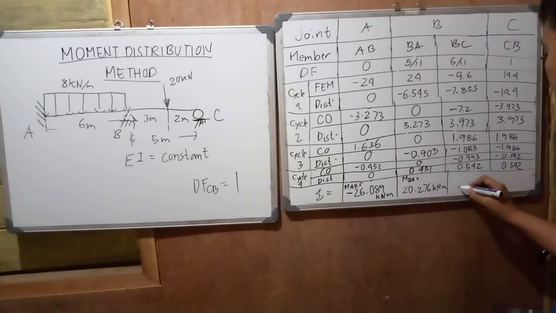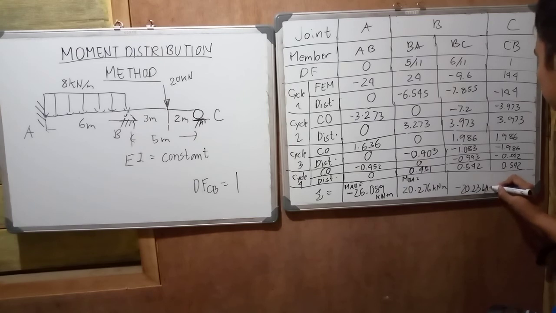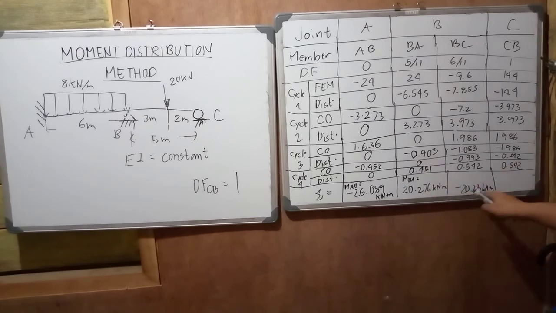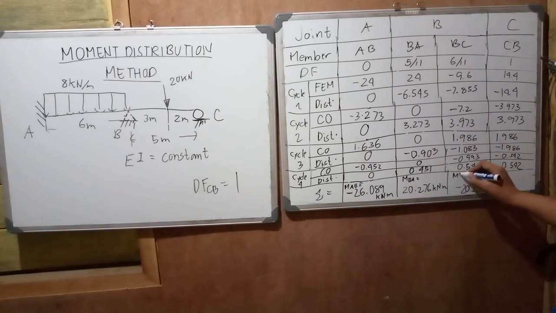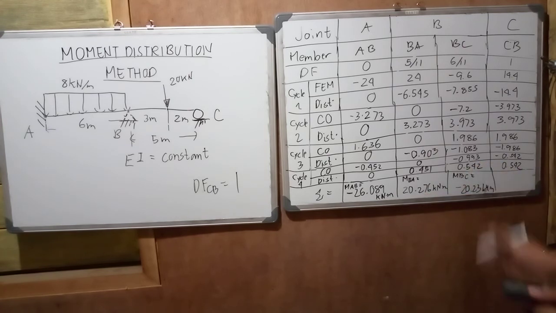So we have negative 20.23 kilonewton meter. Okay? So, dapat mag-zero to sila eh. Pero hindi siya nag-zero. Ibig sabihin, may error tayo ng konti. So, we have MBC equal 0. Okay? So, tama ba yung pagka-add ko?